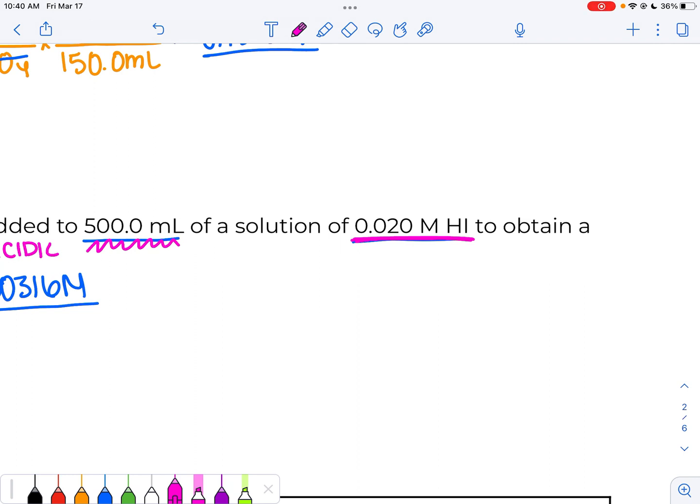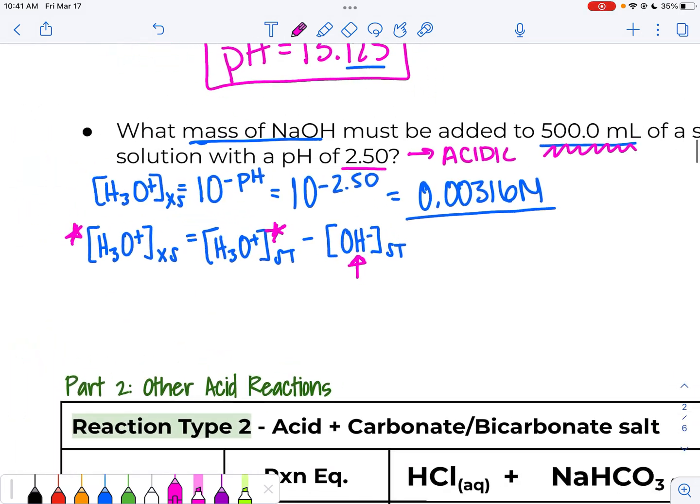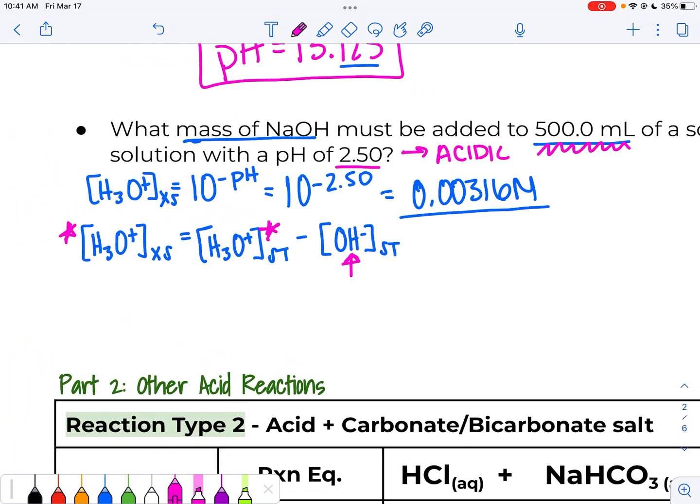Because in my solution, all I have is 500 milliliters of a 0.02 molar solution. So the concentration of my hydronium is still 0.02 molar. I only care about that 500 milliliters because that's just telling me how much I have, and I'm going to add some NaOH to it at the end for a 500 milliliter solution in total. So I don't care about that number right now. All I care about is the fact that this is going to completely dissociate to get me the ions that I need. So my starting concentration of hydronium is 0.02 molar.